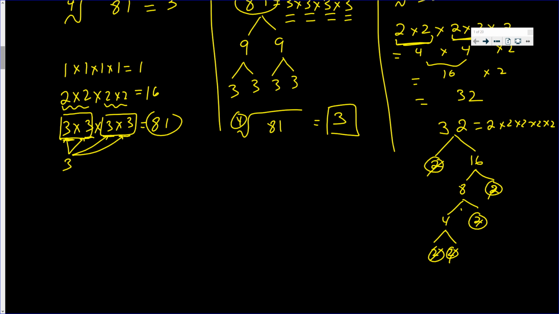5 times. Well, the fifth root of 32 is asking for a special number that can't be negative, that when I multiply it by itself 5 times gives us 32. And 2's the answer. Here it is. 1, 2, 3, 4, 5. I'm multiplying. And look at that. I'm getting 32.